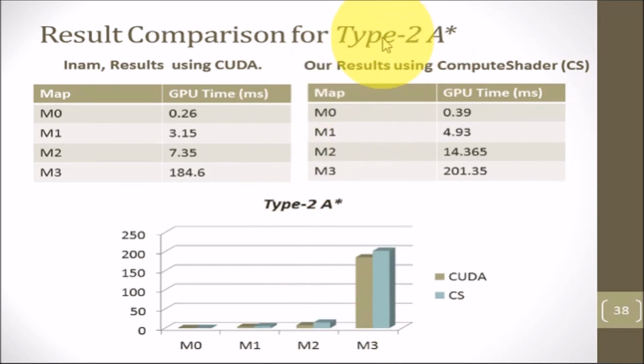Now next we compare the type 2 A star implementation, where we see that the GPU time for type 2 is higher in our case for the ComputeShader implementation. This is mostly because of the very divergent path followed by the thread groups, and the way we populate the threads is not recommended by GPU programming experts, because every thread follows a very divergent control flow.